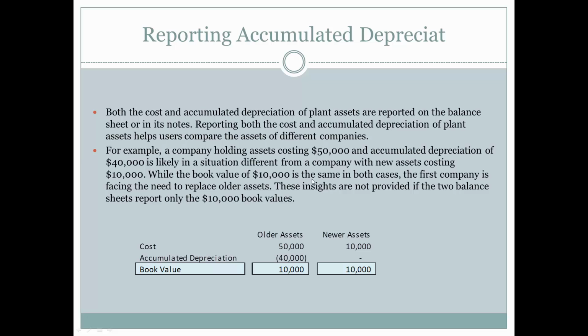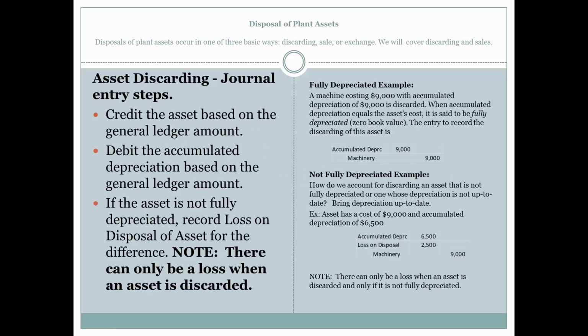While the book value of $10,000 is the same in both cases, the first company is facing the need to replace its older assets. These insights are not provided if the two balance sheets only reported the $10,000 book value.